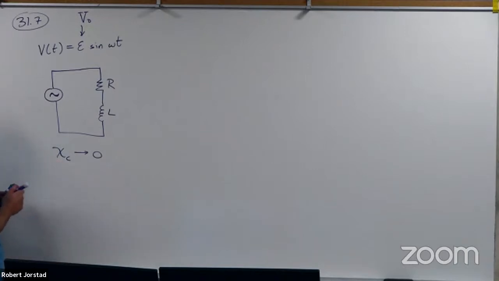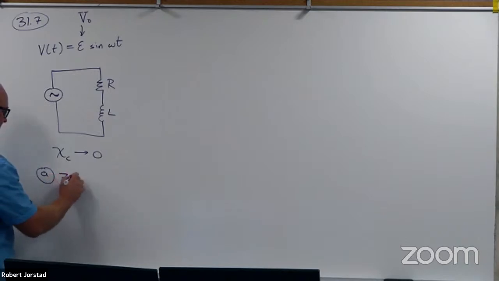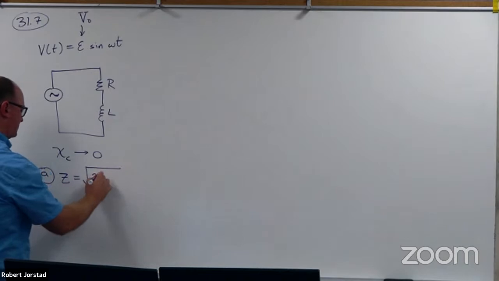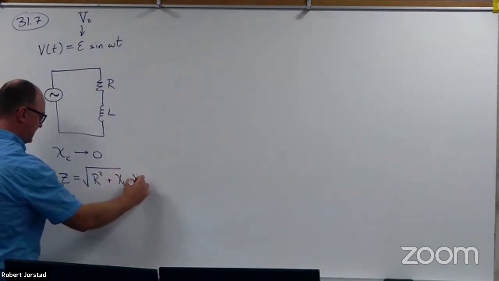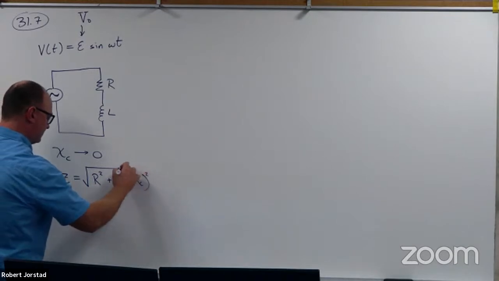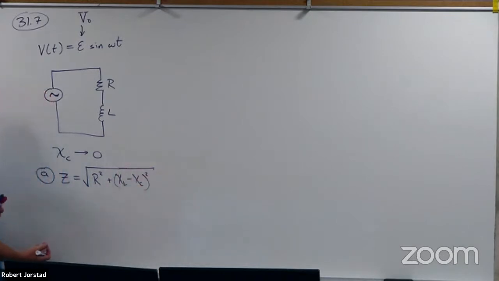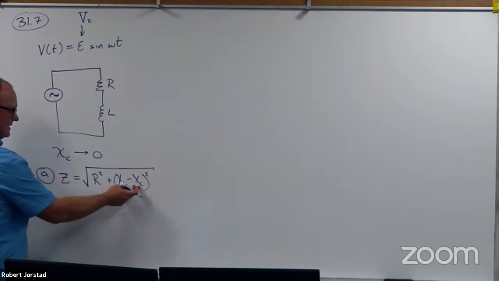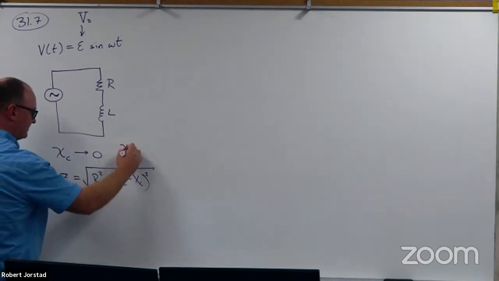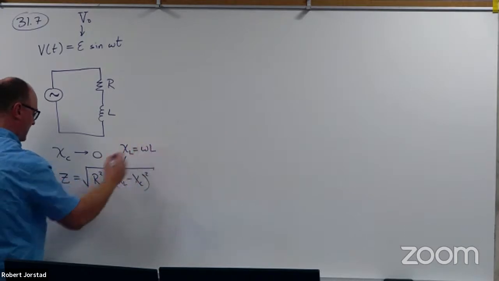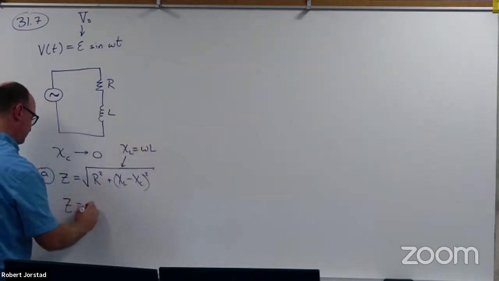Well, at this point, the problem is actually pretty straightforward. I think in part A, we're supposed to get the impedance. Well, we know the impedance is the square root of R squared plus the quantity X sub L minus X sub C, squared. At this point, I know X sub C goes to 0, X sub L is omega L, so this is a simple one.